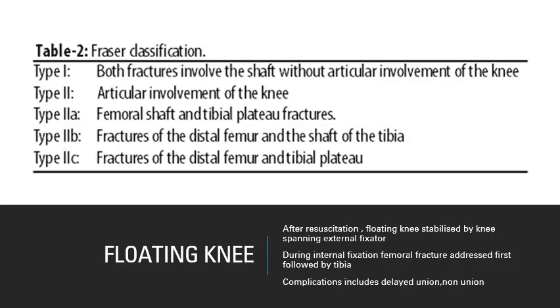Second type of fractures include floating knee. Fraser classified floating knee into type 1, which includes both fractures involving the shaft without the articular involvement of the knee. Both shaft means shaft of femur and shaft of tibia. Type 2, articular involvement of the knee.